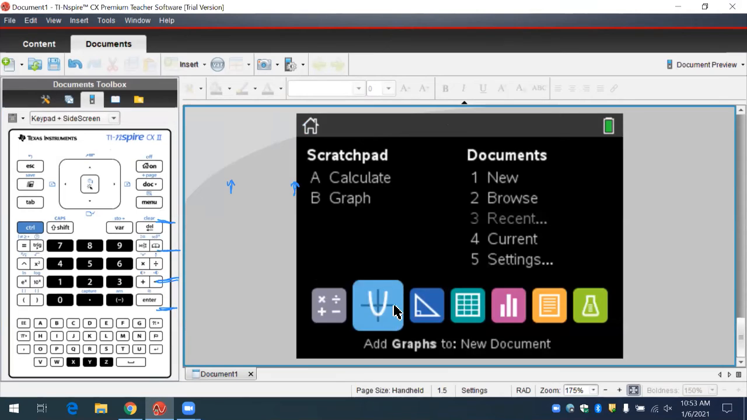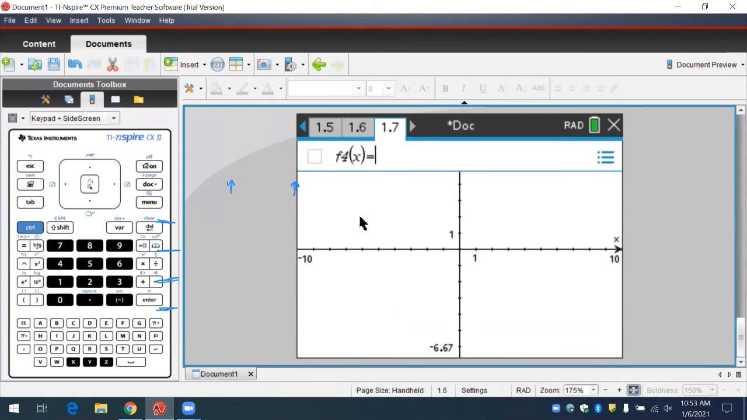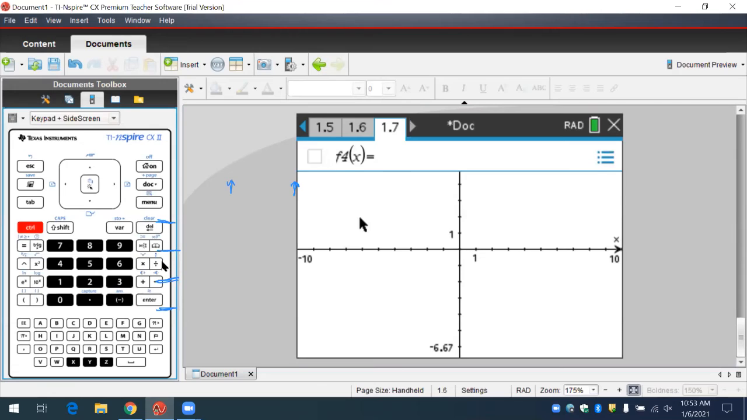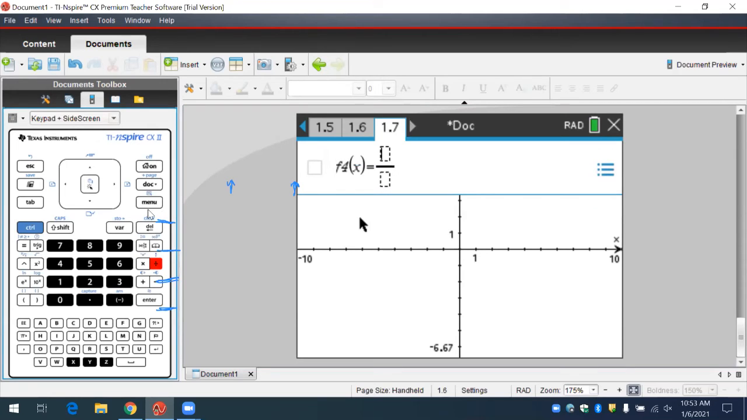We're going to graphs right here. We're going to type in A, which is 4 over 5x. So A is control divide 4 over 5. So 4 over 5x plus control divide 6 over 5. Hit enter.